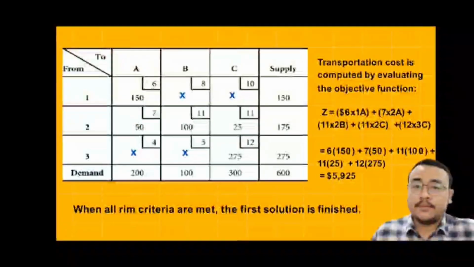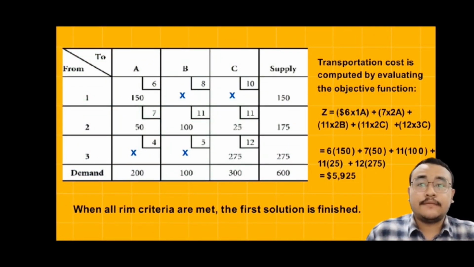This is an example where the tableau format is finished completely. The transportation cost is computed by evaluating the objective function. When all rim criteria are met, the first solution is finished. As you can see, there are columns where the supply and demand are already used up. We must cross out the column and row.